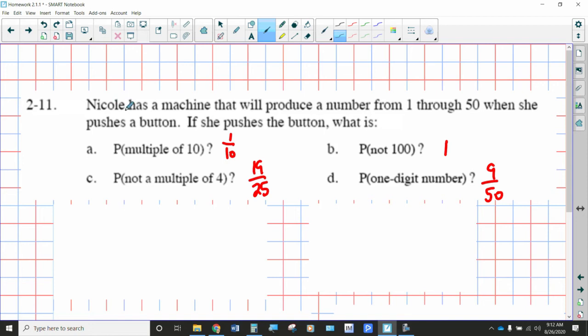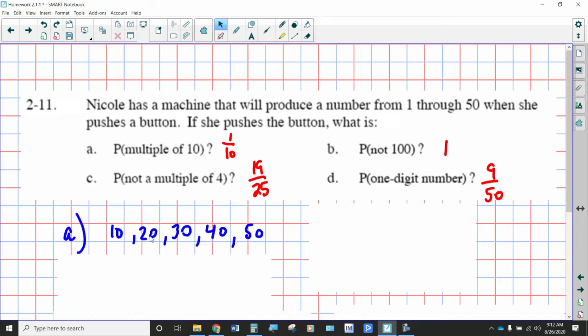All right, Nicole has a machine that will produce a number from 1 to 50 when she pushes a button. If she pushes the button, what is the probability of getting a multiple of 10? All right, well, multiples of 10 would be 10, 20, 30, 40, or 50, and that is 1, 2, 3, 4, 5 out of the 50. So if you take 5 out of 50, that's the same as 1 out of 10.